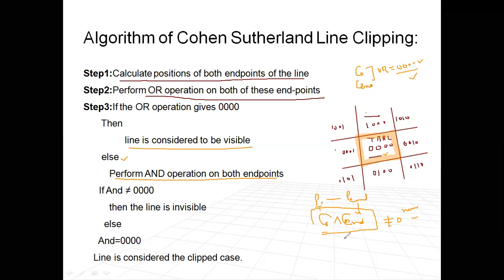Okay. And else, if this AND operation yields zero, it means it is the case in which the clipping will occur. This is the case where the clipping will occur when we perform the AND operation between the outcodes and it gives the result as a zero value. Okay. So in such cases the clipping has to be performed. Let's see.